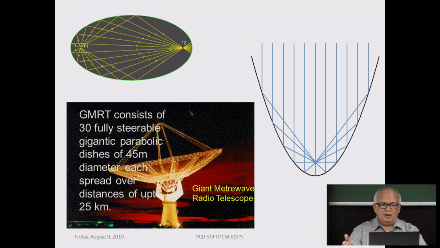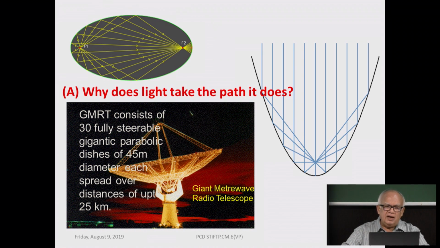So here is a picture of this Giant Metrewave Radio Telescope which we have near Pune, and this also has these parabolic reflectors. So here we can ask, why does light take the path that it does?